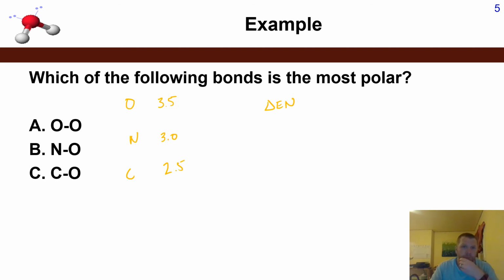Okay, so when we have oxygen and oxygen, two oxygen atoms, what's our electronegativity difference? Well, it's 3.5 and 3.5, so our delta EN equals 0. This is our least polar molecule. Now our delta EN for nitrogen-oxygen is 3.5 minus 3.0. Keep in mind this is an absolute value, so our electronegativity difference is 0.5. That's more polar than our oxygen-oxygen bond. And our last one is carbon-oxygen. That's 3.5 minus 2.5 equals 1.0, so our delta EN is 1. So our most polar bond and most polar molecule in this case is CO. To correctly answer this question, most polar is going to be C, CO.